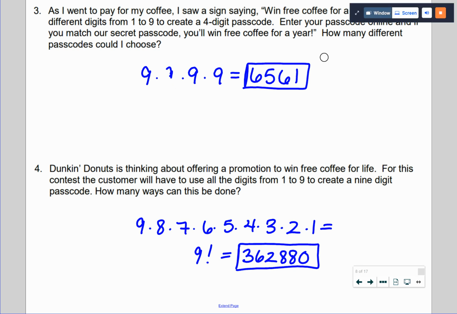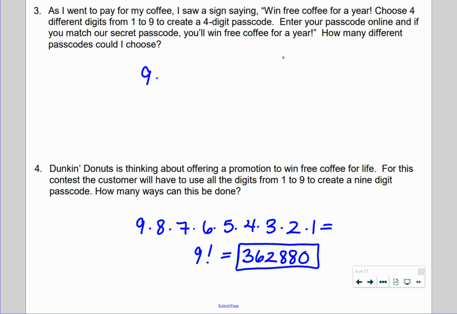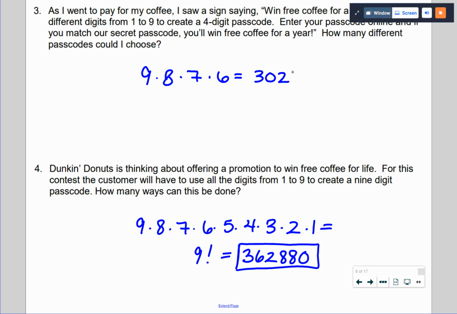Okay, hold on. If it says different digits, I can pick 9 for the first choice. 9 times 8 times 7 times 6, but you're only still multiplying 4 numbers because 4 digits. Good catch, Ethan. Thank you. It would help if I read it. All right. 3024. There we go. Got it. Okay. And then for the last one, we need all different digits. It's a 9-digit code, so we go all the way down to 1, which is the same.